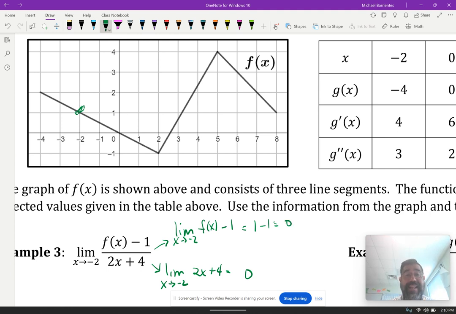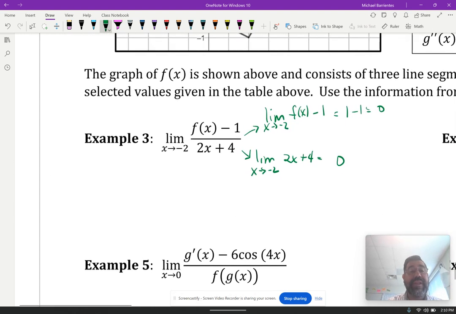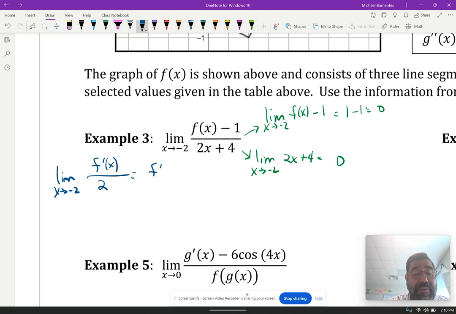So this is a candidate for L'Hopital's rule. This is now meeting the conditions for me to apply L'Hopital's rule. So I'm ready to do L'Hopital's rule. The limit as x approaches negative 2 of the derivative of the top, which would be f prime of x, minus the derivative of 1, which is 0, over the derivative of the bottom. The derivative of 2x is 2, plus the derivative of 4 is 0. So if I can figure out what f prime of negative 2 is and divide it by 2, that's going to be my limit of this original function that they set up for me.